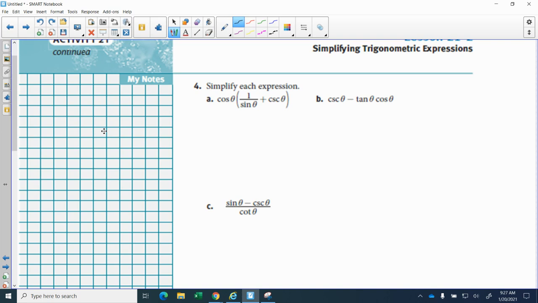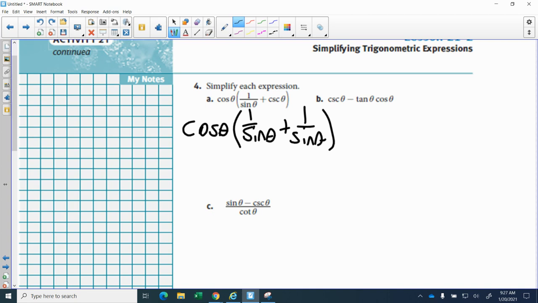So let's talk about this one here. Letter A here, we have cosine of theta and then we have 1 over sine plus cosecant. Once again, we want to try to understand how I can simplify this. Okay, well, let's go ahead and try to work this out. How I look at this is, let's work on what's on the inside. This is really cosine of theta multiplied by 1 over sine of theta plus 1 over cosecant, which is also sine of theta.